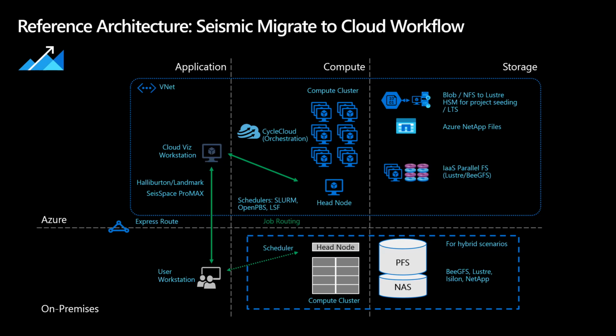We're also leveraging CycleCloud to spin up a durable Lustre IaaS cluster for parallel file system storage, so that mirrors what they have on premise. And then we can also back that data up with Azure Blob. So you can use HSM functionality to move data back and forth between the IaaS Lustre cluster and Blob storage for data that's less active and not necessarily needed at that particular time.